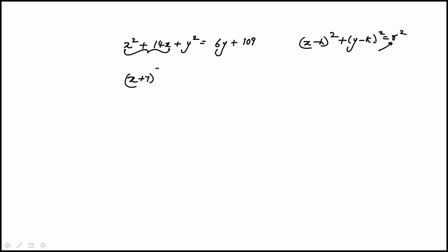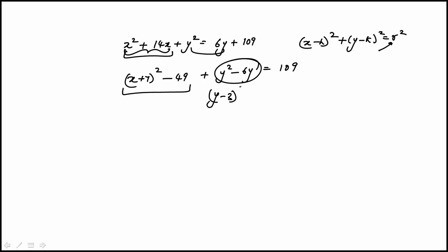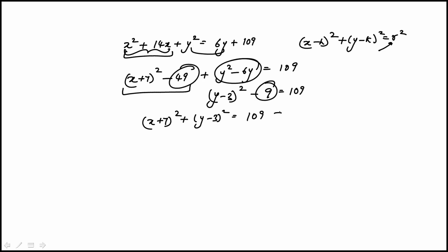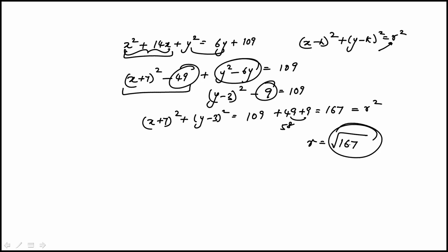That would be x plus 7 squared, and then I have to subtract 7 squared so that this goes back to that. And then I have here y squared minus 6y. And if I complete that square, this would be y minus 3 squared minus 9. And so then I collect the square terms here and move the remaining terms to the other side, the 49 and 9. And you'll see this is 58, becomes 167, and that's equal to r squared, which means the radius is square root of 167. So that's method number 2.